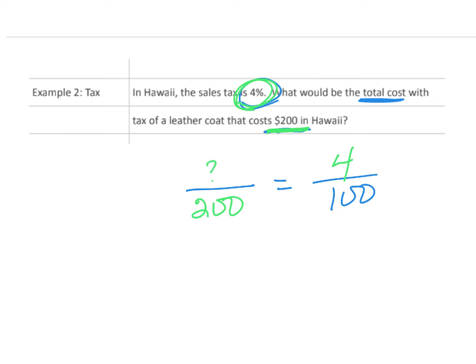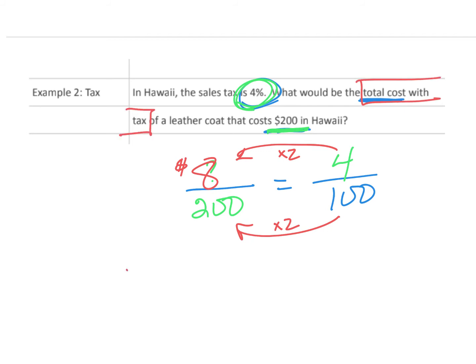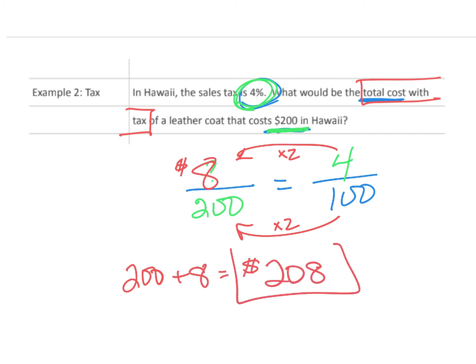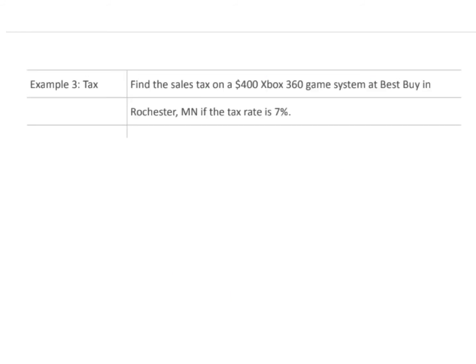So again, I can do it a couple different ways. Make it easy. 100 times 2 gives me 200. So 4 times 2 gives me $8. I'm going to pay $8 in tax. But what they want is the total cost with tax. So I'm going to pay for the coat plus $8 in tax. I'm going to pay a total of $208. And your dollar sign is your label. Let's do example 3. And again, we're going to start out with our percent proportion.